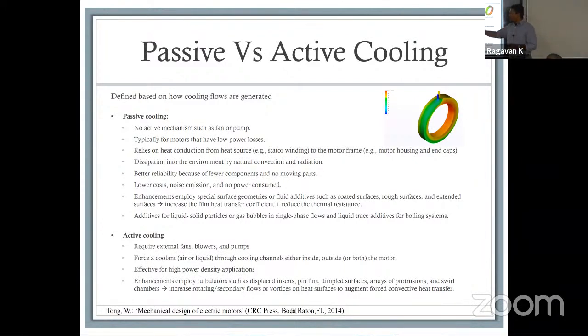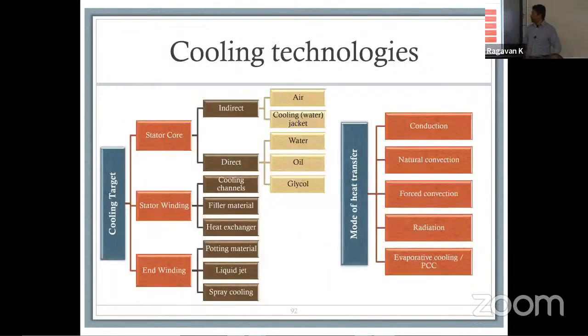So you can also have things like additives for solid-liquid particles. Like I said, you can have gas bubble flows, and liquid trace additives to boiling systems, that kind of stuff as well. If you look at active cooling, you do require external fans. You have to force a coolant. You have to make sure what you're designing it for is worth the cost, which means it has to be a high efficiency, high torque application where you are going to get that level of heat. Otherwise, it'll be an expensive solution.